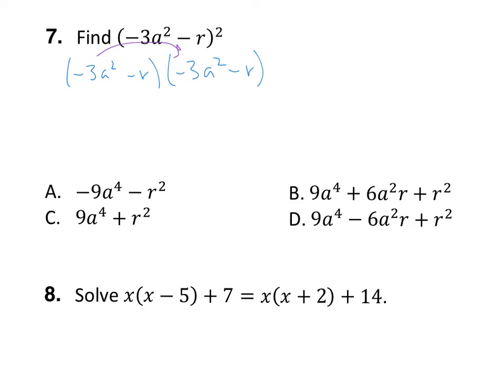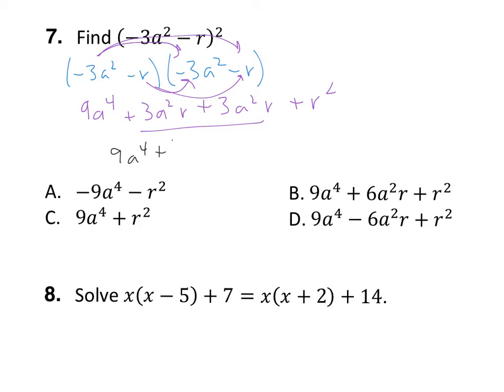So negative 3a squared times negative 3a squared is positive 9a to the 4th. Negative 3a squared times negative r is plus 3a squared r. And then again, plus 3a squared r plus r squared. So let's look here. If I combine some like terms, I get 9a to the 4th plus 6a squared r plus r squared for my final answer, which would be letter B for number 7.